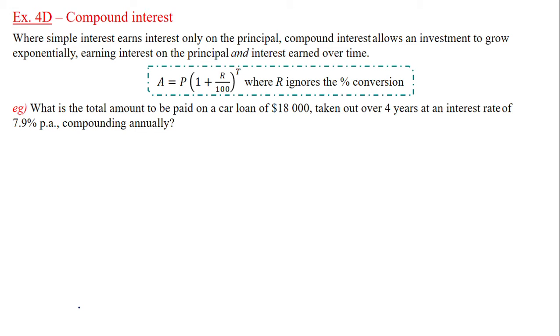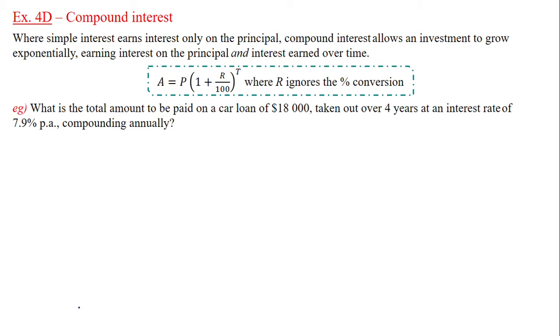So where simple interest earned interest only on the principal amount that was either borrowed or invested, compound interest allows an investment to grow exponentially. So it can earn interest on top of interest on top of interest, as well as the principal.